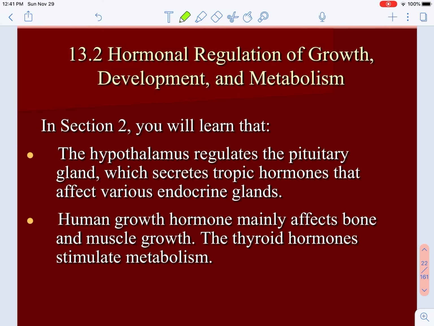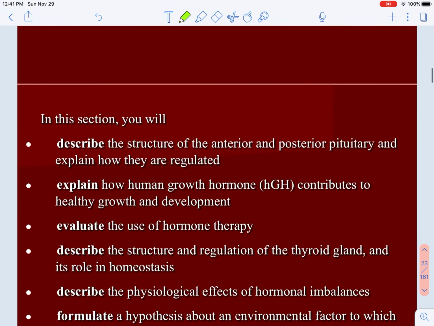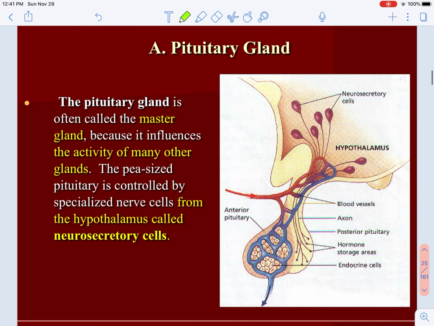Hi guys, our lesson on 13.2 will be in two parts. This is part 1. We are looking at the pituitary gland. We'll discuss the posterior pituitary first today.